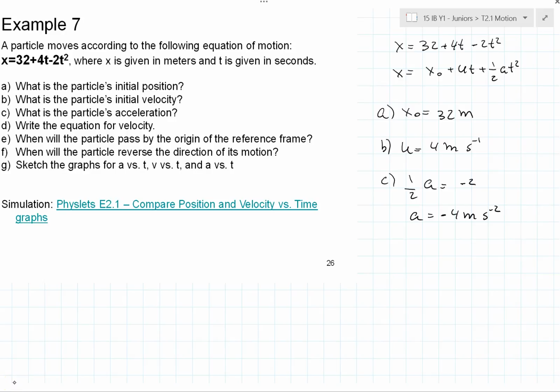Okay, moving forward with my solution, the equation for velocity, which is on part D, v equals u plus at, is now at this point just grab the numbers in. So u is 4 meters per second, and the acceleration is going to be -4 meters per second squared.